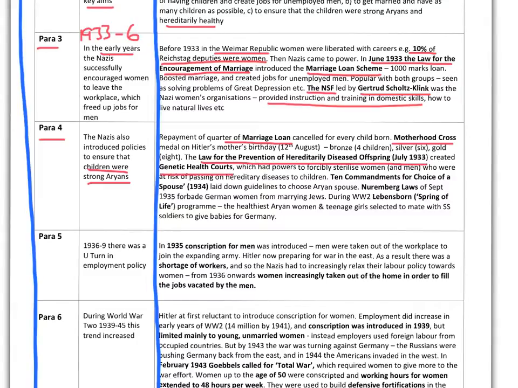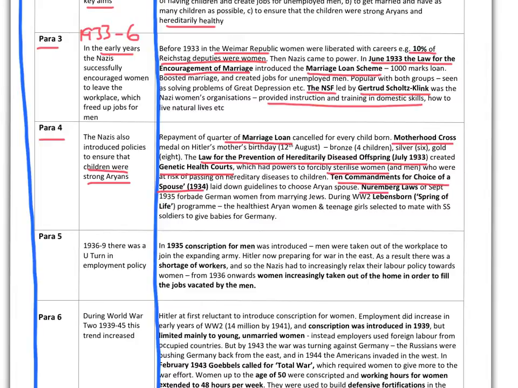It created the genetic health courts. It basically says we want to prevent Germany having hereditarily diseased children. So children, women and men could be sterilised by that law. The 10 Commandments for the choice of a spouse gave guidance on how to choose a healthy Aryan husband.